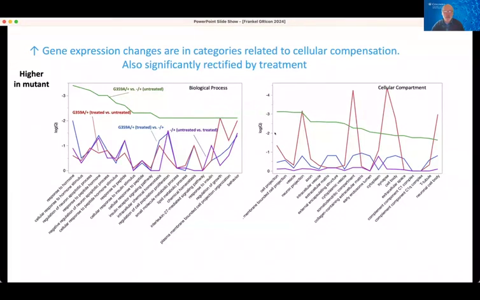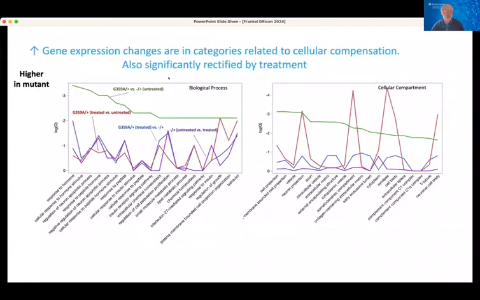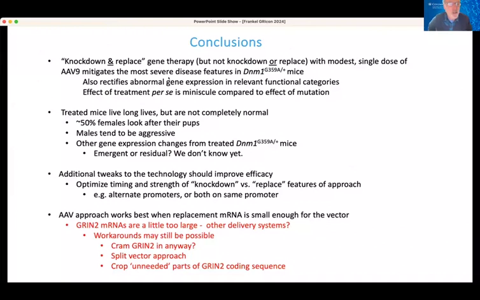So I'll summarize. I hope I didn't go through that too fast, but I'll summarize by concluding that this knockdown and replace therapy, not either, with this modest single dose, mitigates the most severe disease features in these mutant mice. It also rectifies abnormal gene expression in relevant categories. And the effect of treatment alone was really pretty small. Treated mice look really good, but they're not completely normal, as I've described.